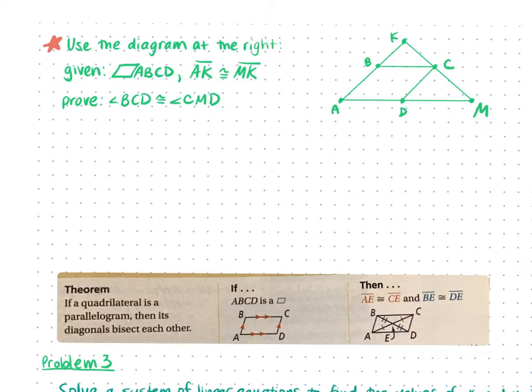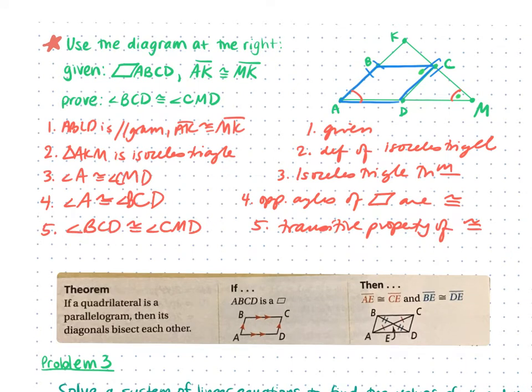And so now I want you to try your own proof. Here you're going to use this diagram at the right. You're given that ABCD is a parallelogram, and then AK is congruent to MK. So this is also an isosceles triangle. See if you can prove that angle BCD is congruent to angle CMD. So press pause, give it some time, and then check back for the solution.